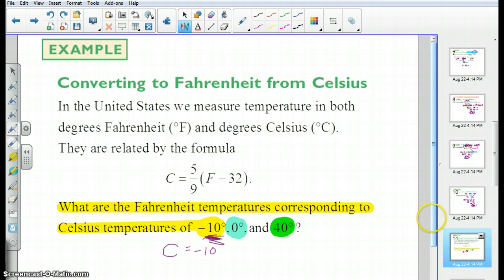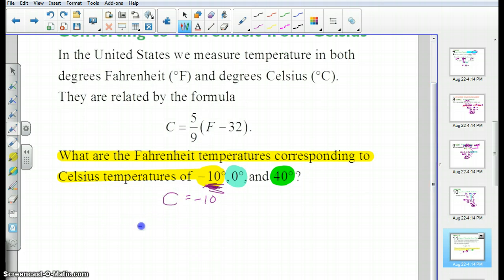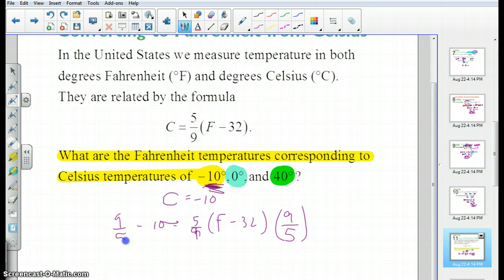So they're asking me to solve if I let negative 10 equal 5/9 times F minus 32. So I'm going to have to do a little bit of work here to solve, and to undo a fraction, instead of dividing by a fraction, you can multiply by the reciprocal. So I'm going to multiply both sides by 9/5. And what that accomplishes is this 5 will cancel and this 9 will cancel, leaving me with just F minus 32 on the left side.